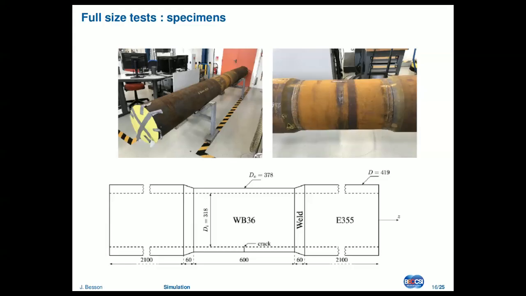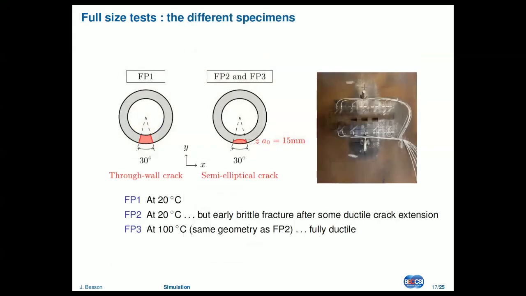So we introduce different cracks. It's a long process. You need to do EDM, and then you need to do pre-fatigue, and this takes months. Here are the two geometries. Test FP1 is a through-wall crack, and we'll see the crack propagating in the hoop direction. FP2 and FP3 have a semi-elliptical crack that will first go through the wall and then grow on both sides. So we did FP1 at 20 C, and it more or less worked.